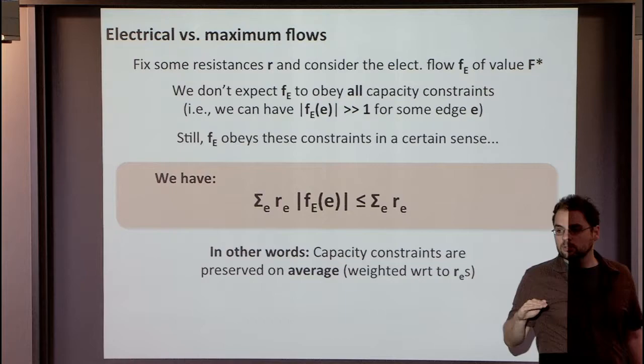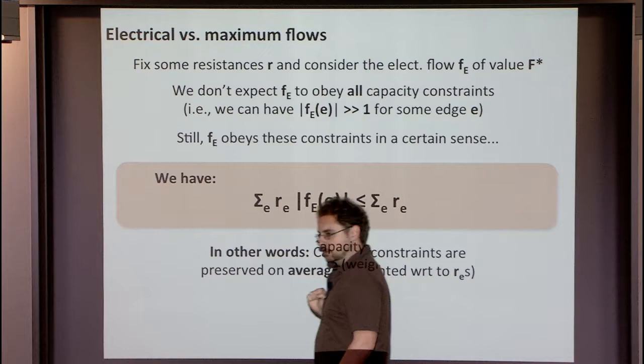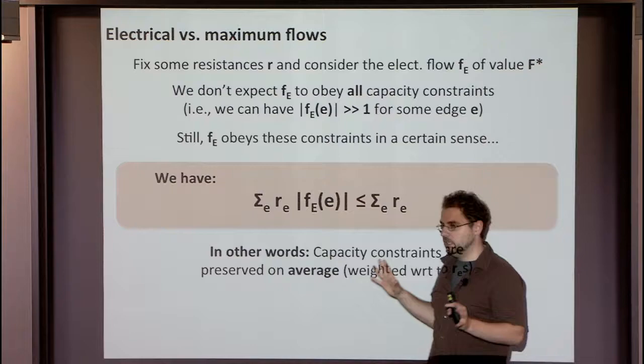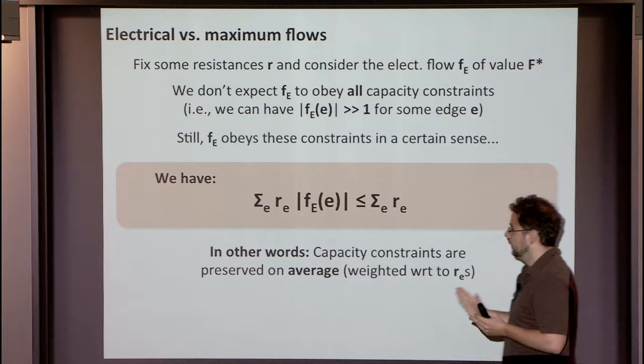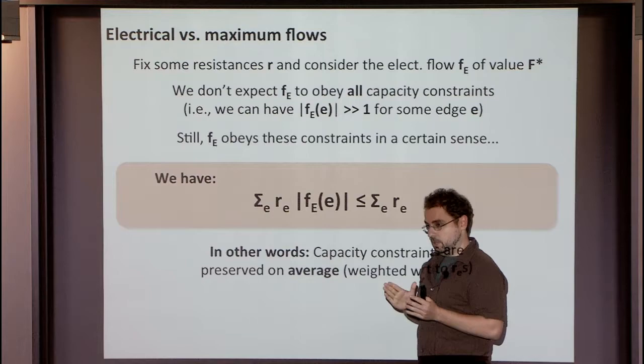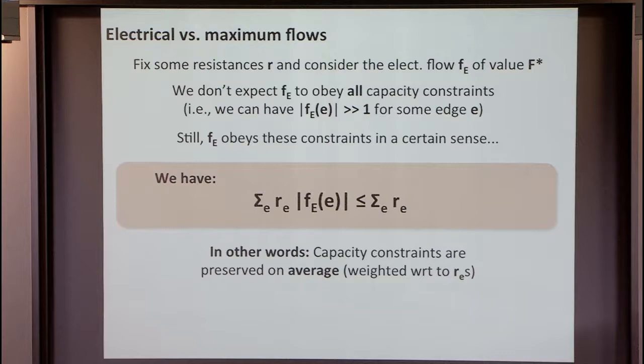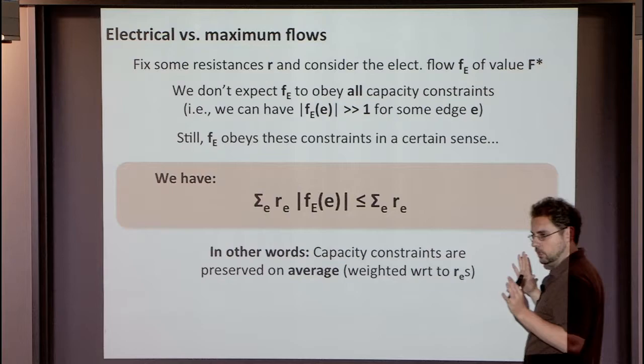So you're thinking of the resistances as a probability distribution. Let's think about this as weighting. Essentially, this is just a weighting. I want to compute some weighted average of the overflows, and as long as we compute the electrical flow corresponding to the resistances given by these weights, it will always be the case that this average overflow is good, even though some individual edges might flow a lot. This is the property that we can show.